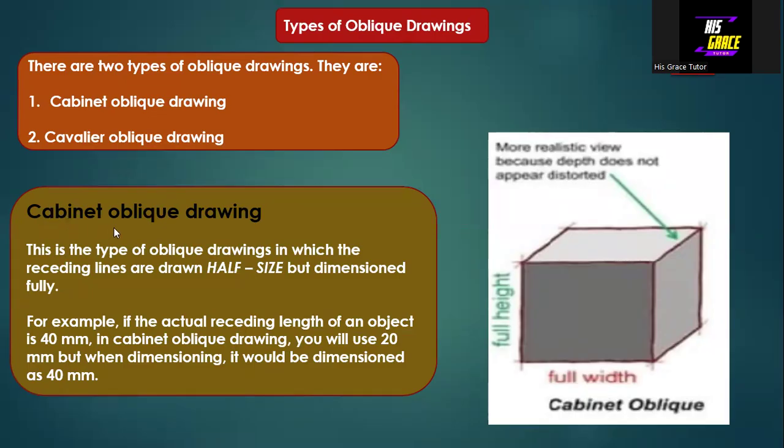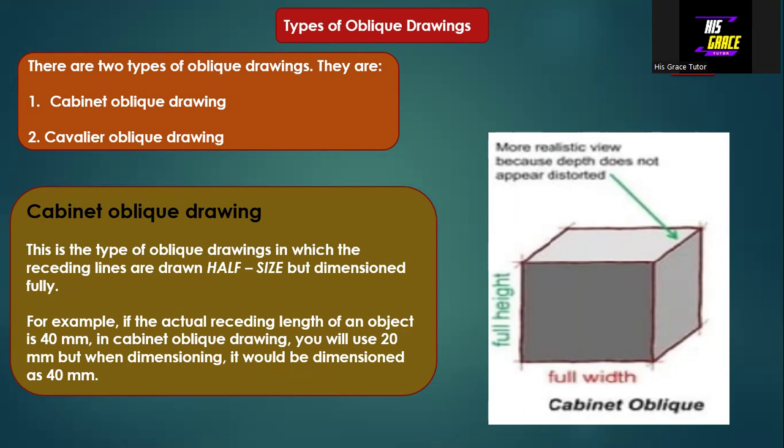Now, cabinet oblique drawing is a type of oblique drawing in which the receding lines are drawn half size. That's why I made this uppercase. So the receding lines are drawn half size, but dimensioned fully. What am I saying? Let's look at this example: if the actual receding length of an object is 40 millimeters, in cabinet oblique drawing you will use 20 millimeters, but when dimensioning, it will be dimensioned as 40 millimeters. So that is just a simple description of cabinet oblique drawing.